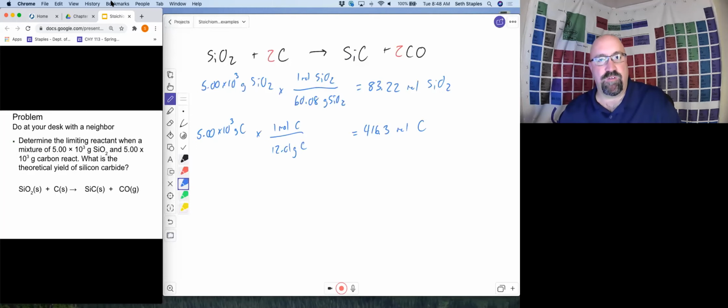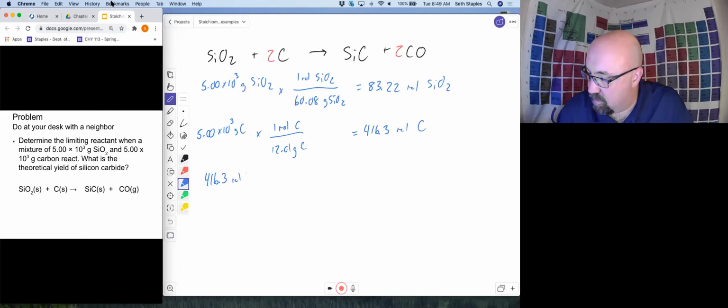So the next thing to do is to compare the molar ratios of what we have compared to the molar ratios of what we need from our balanced chemical equation. The way that I typically do this is I just divide so that I end up with a whole number. It doesn't matter which you divide by which, as long as you stay consistent. I just usually place the larger number over the smaller one. And so I see that I have 416.3 moles of carbon to every 83.2 moles of SiO2.